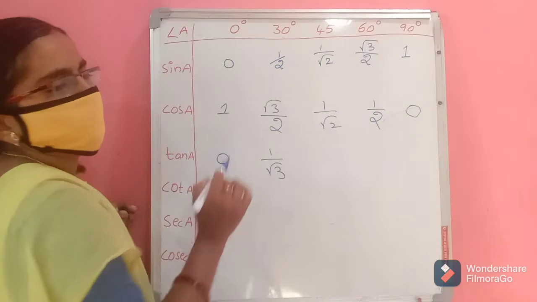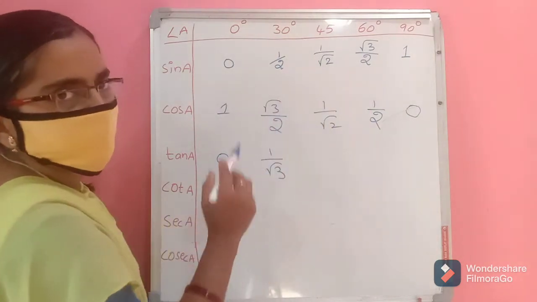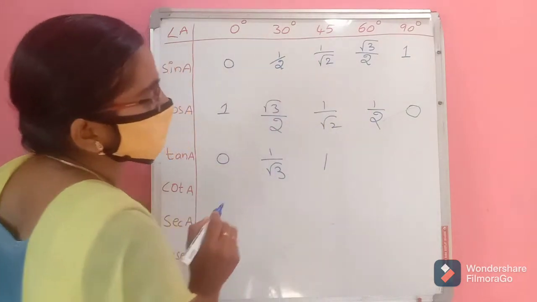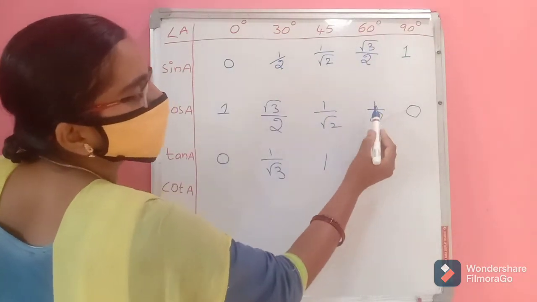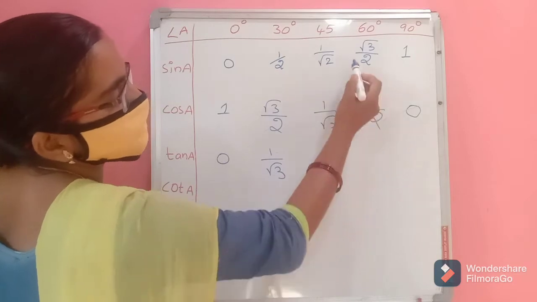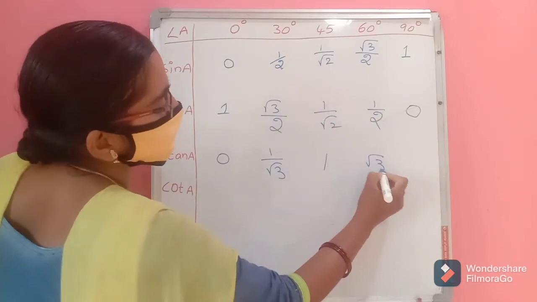Tan 45: 1 by root 2 by 1 by root 2. The 2s cancel, so it is 1. Next, tan 60: root 3 by 2 by 1 by 2. The 2 gets cancelled. Root 3 by 1 means root 3.